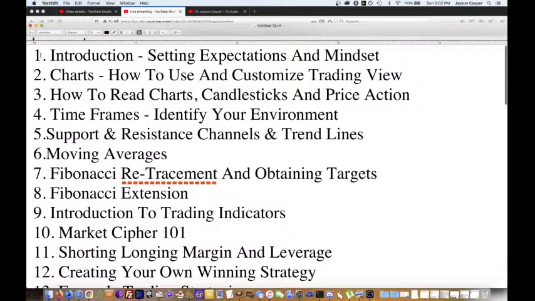I'm just going to be covering everything. I'll give a little introduction about setting expectations, the mindset you have to have if you actually want to start doing this and being profitable. I'm going to talk about charts. All of you who have questions about how to customize TradingView and all that, I'm going to go through that.